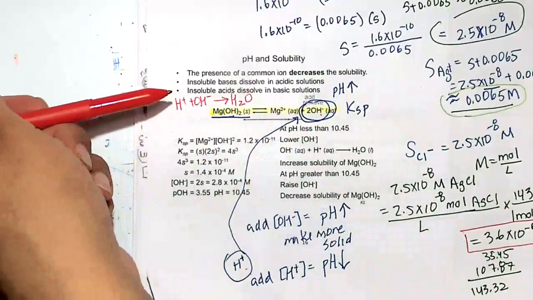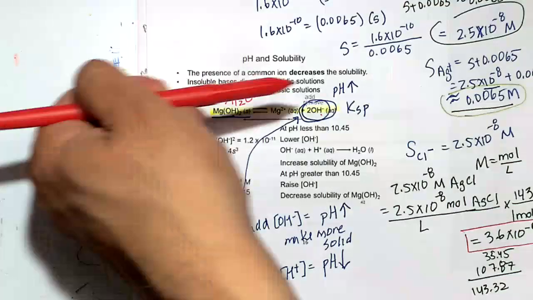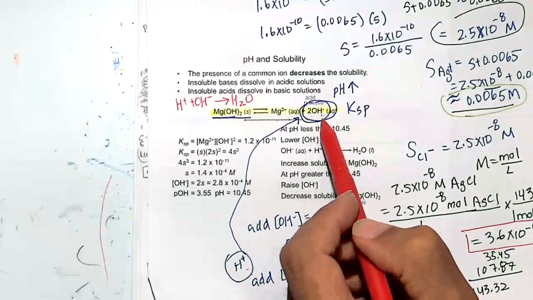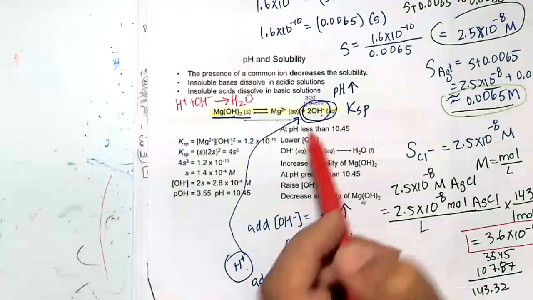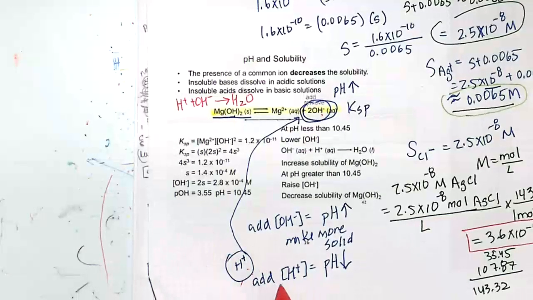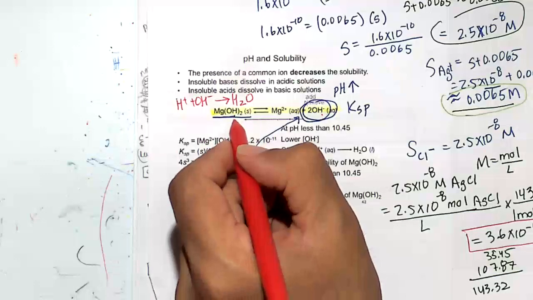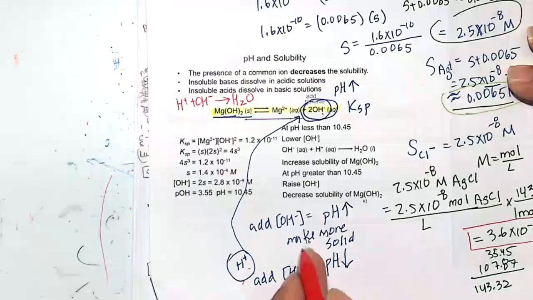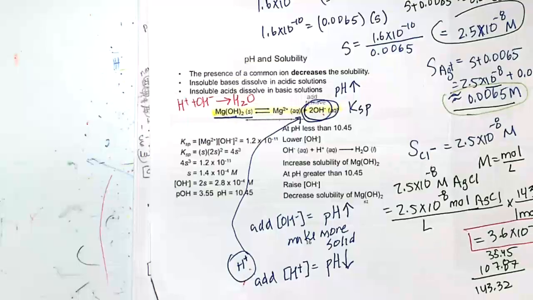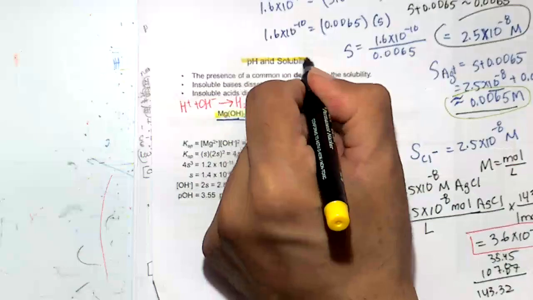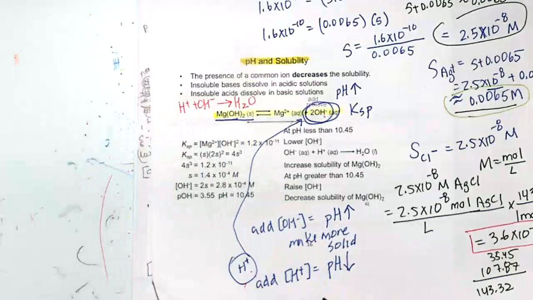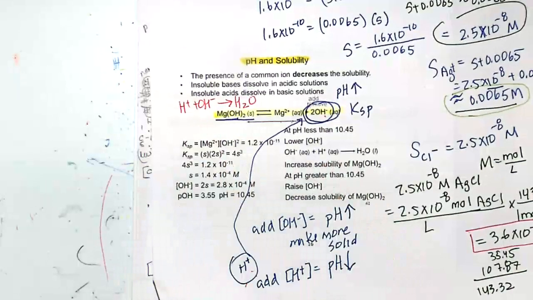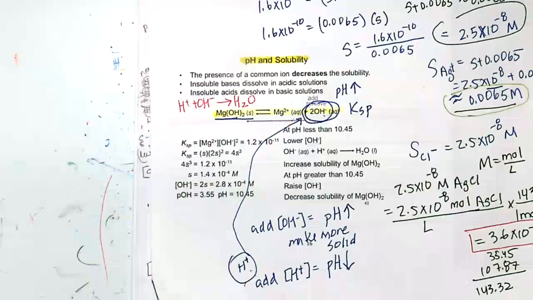According to Le Chatelier's principle, the equilibrium will react to this disturbance by moving to the right, towards magnesium ions and the OH minus ions that were left behind because we added acid. So if you don't want to make magnesium hydroxide, all you have to do is lower the pH. You can lower the pH and dissolve the solid. You can increase the pH and make more solid, because the H plus neutralizes the OH minus.